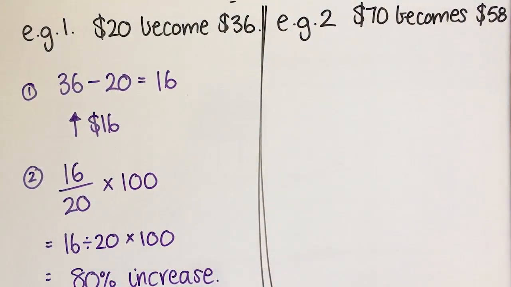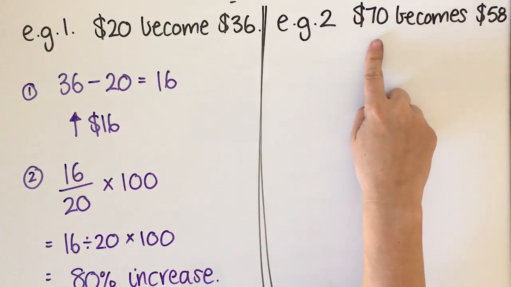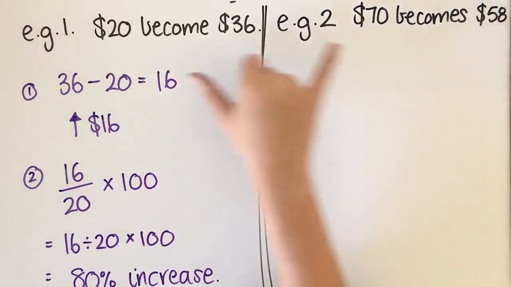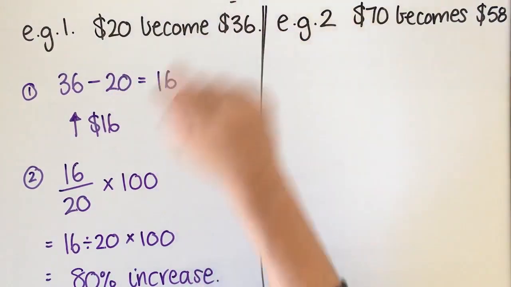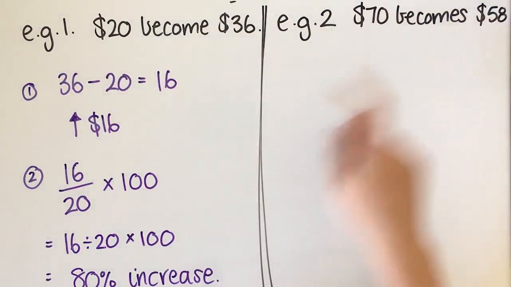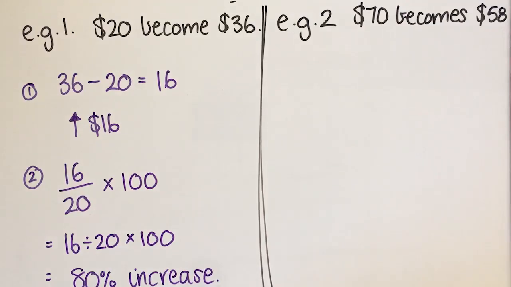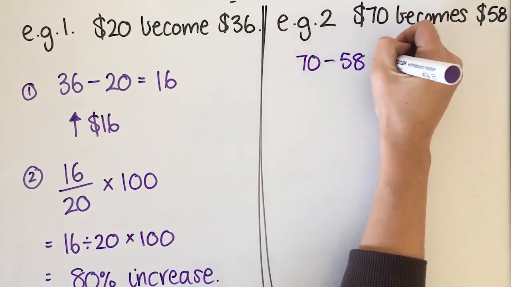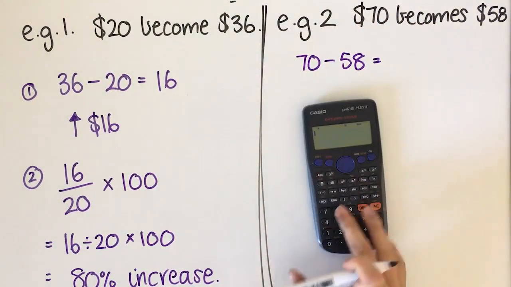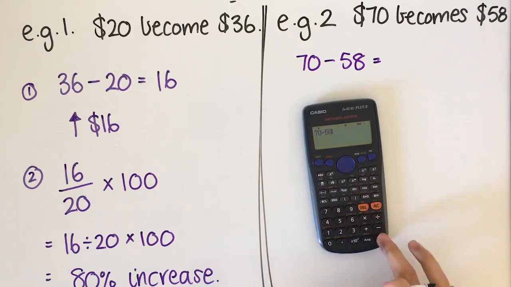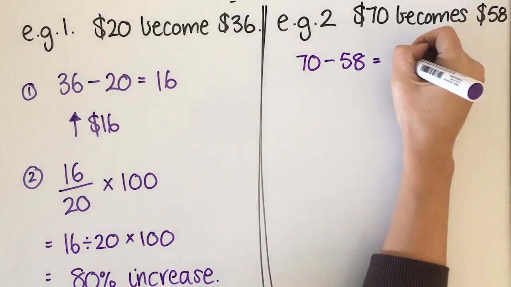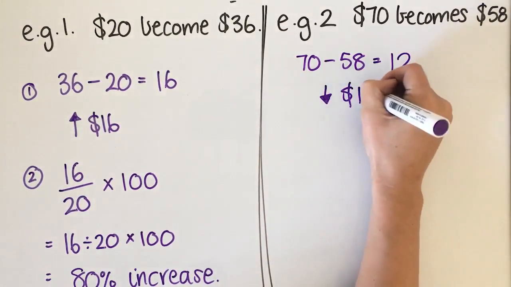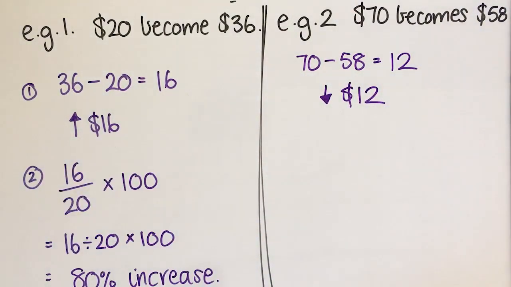All right, so for this next one, we've got something that was $70 and then it becomes $58. So the difference between these two questions, this one's gone up in price, this one's gone down in price. However, we still need to work out the change in value. So we started at 70 and it's gone down to 58. So if I go 70 minus 58, it's gone down 12. So what I can say, it's a decrease of $12 opposed to an increase, okay?